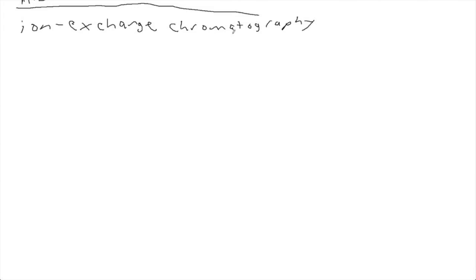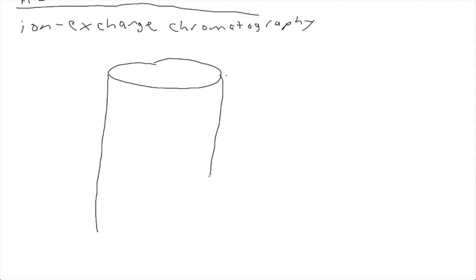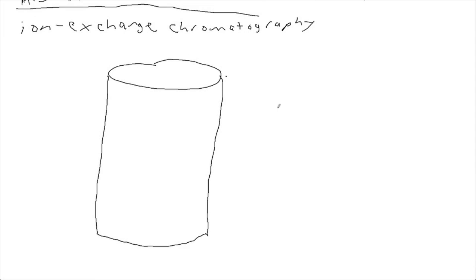Isn't it columns with beads, but the beads are negatively charged, and then it separates based on charge. Very good. So the positively charged proteins will be on the top, and then the negatively charged ones will be pushed all the way to the bottom because the beads are all negatively charged. Okay, good.